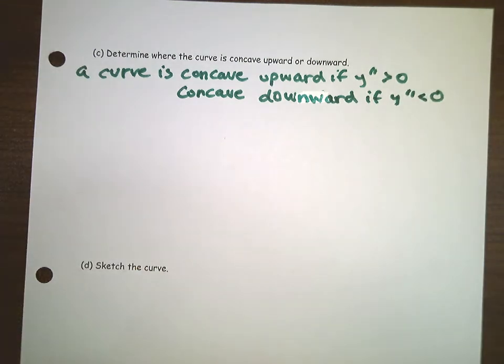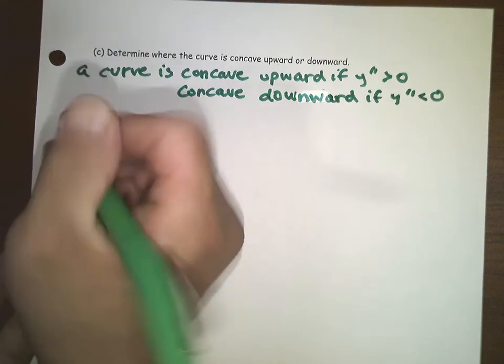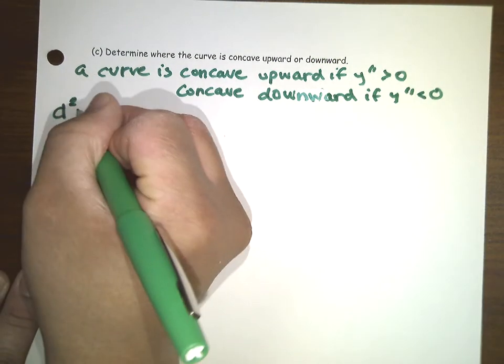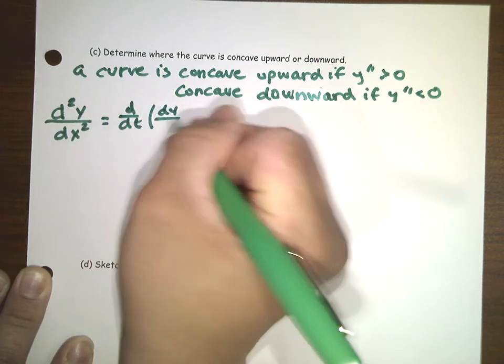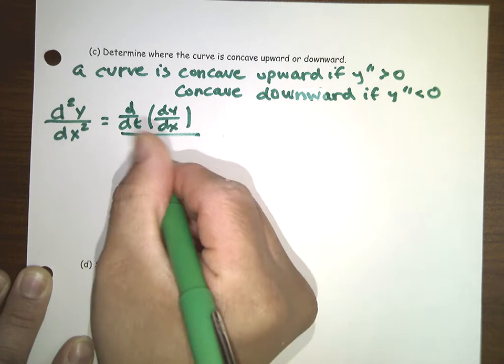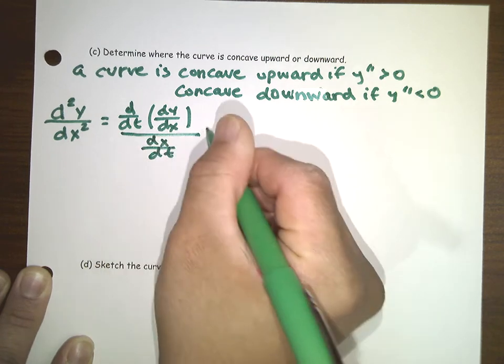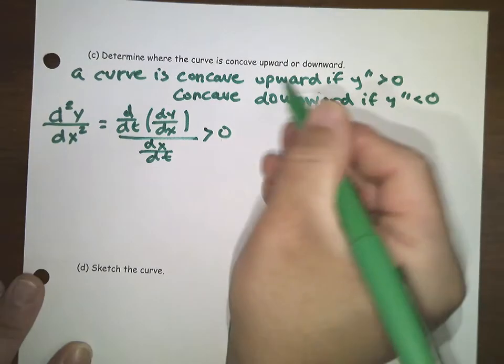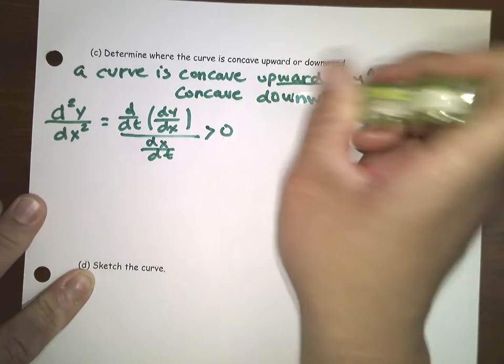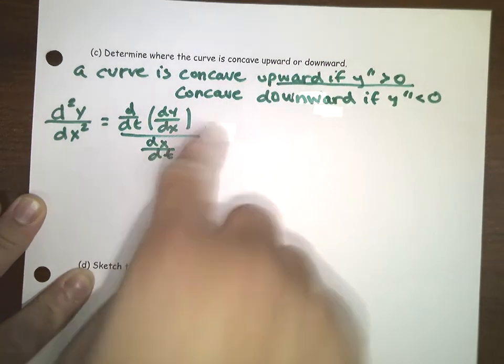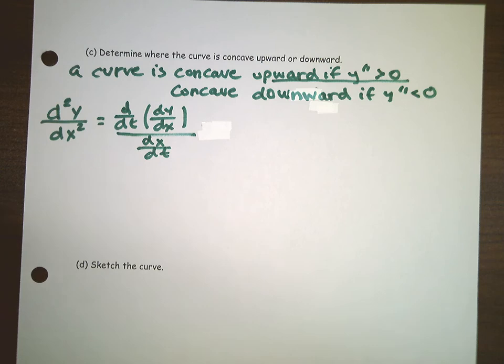For a parametric curve, the second derivative, d squared y dx squared, is d dt of dy dx all over dx dt. That needs to be greater than 0 if we want it to be concave upward, or less than 0 for concave downward. Just remember that's what we are trying to figure out: is this greater than 0 or less than 0?